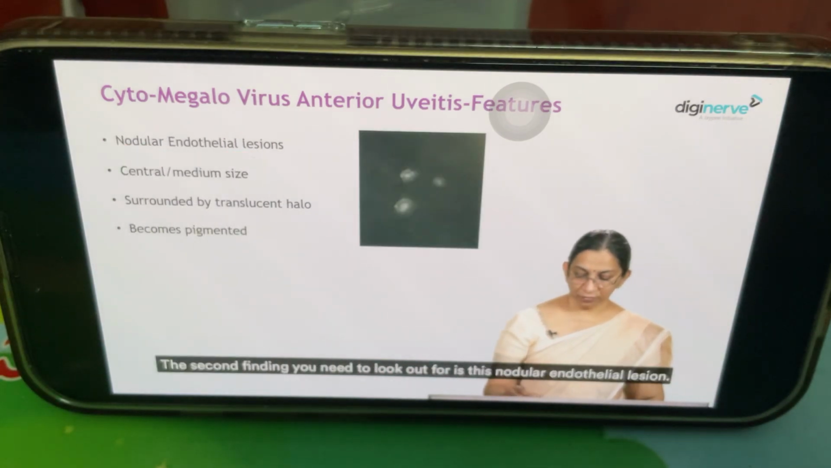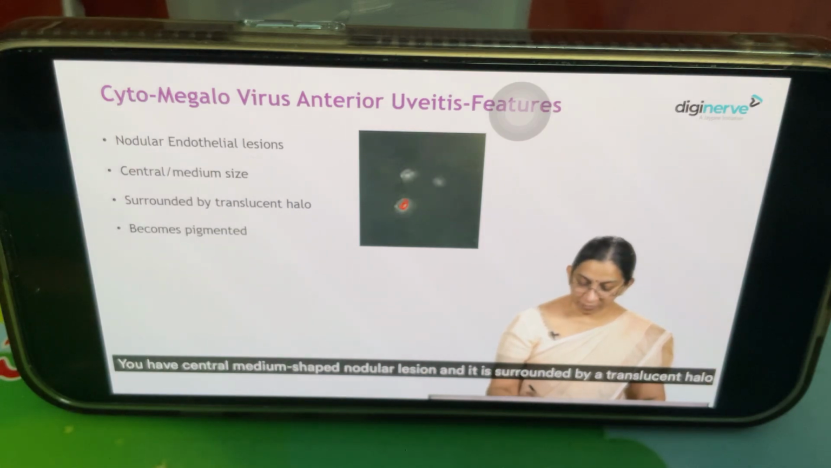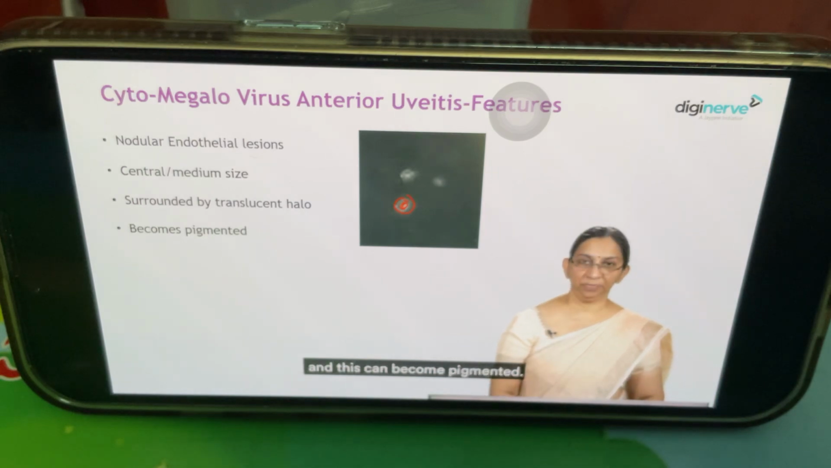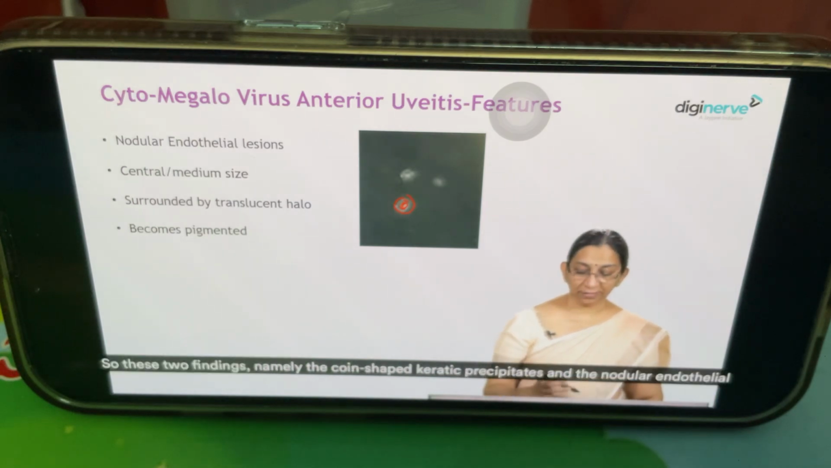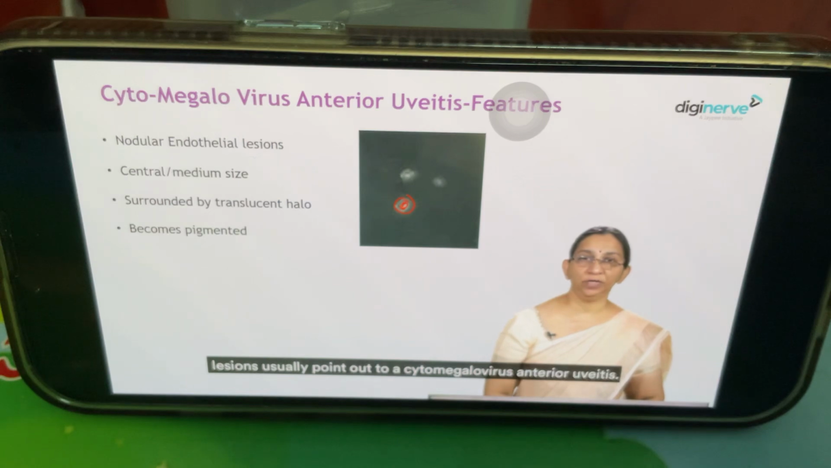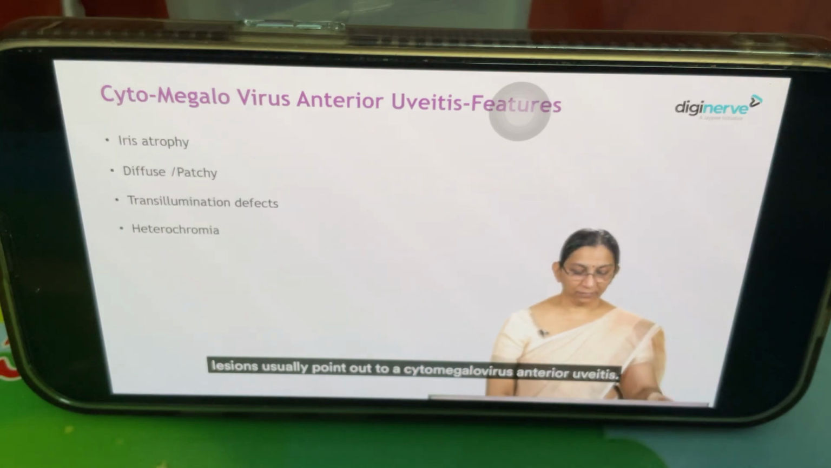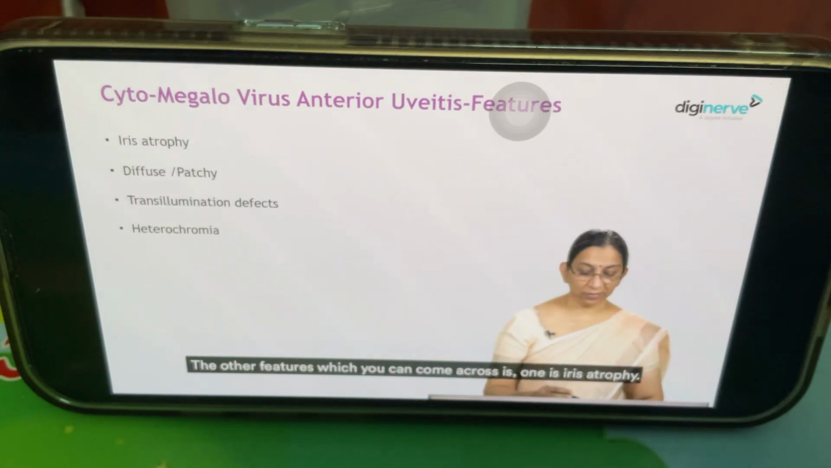The second finding you need to look out for is the nodular endothelial lesion. Okay, you have a central medium-sized nodular lesion and it's surrounded by a translucent halo. And this can become pigmented. So these two findings, namely the coin-shaped keratic precipitates and the nodular endothelial lesions, usually point to a cytomegalovirus anterior uveitis. The other features which you can come across is, one is iris atrophy.